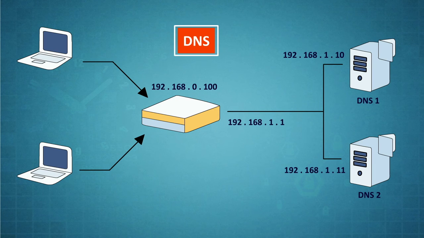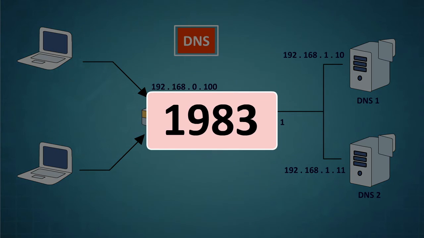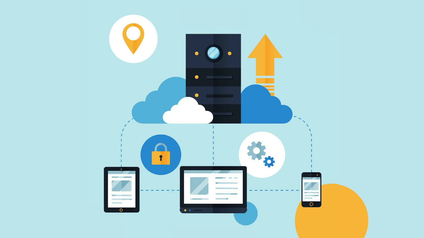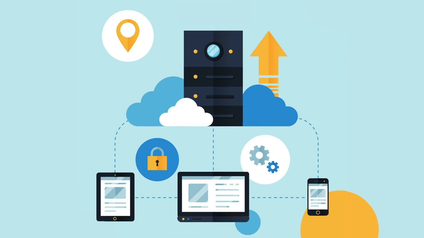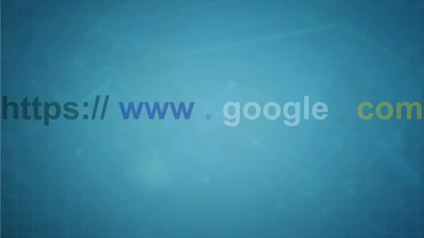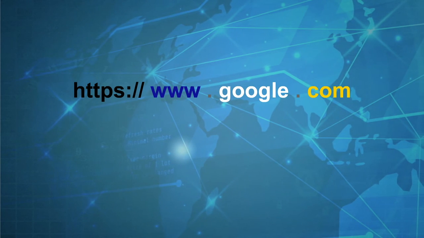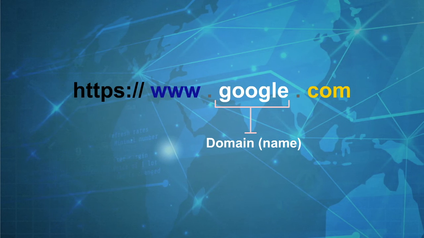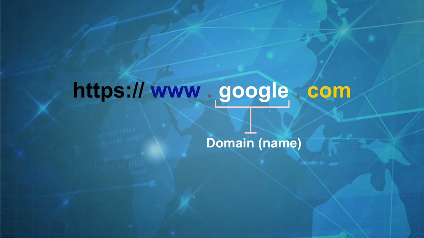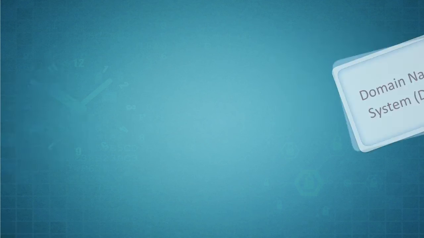Domain Name System, DNS. Domain Name System, better known as DNS, was invented in 1983. The job assigned to DNS was to connect a domain name to its corresponding IP address. The DNS is global and decentralized, and the names are not repeated.